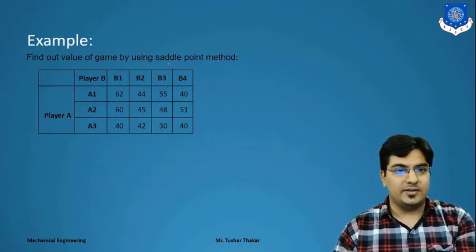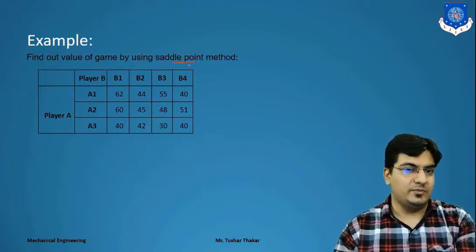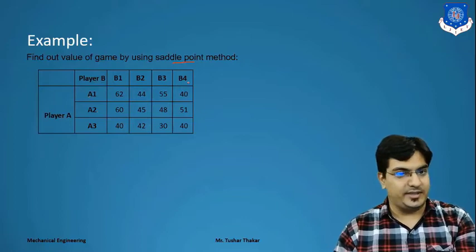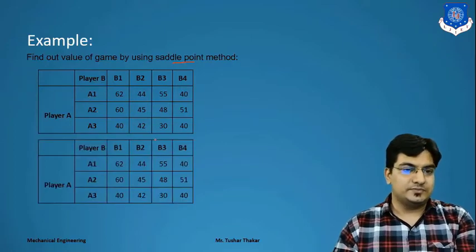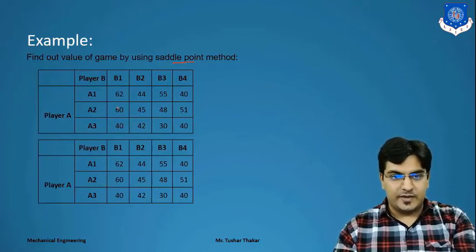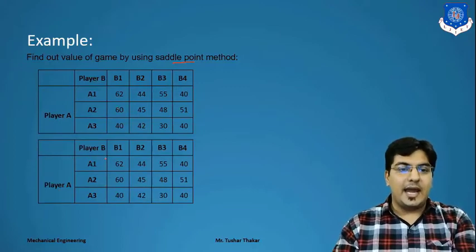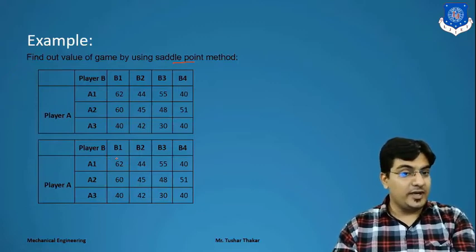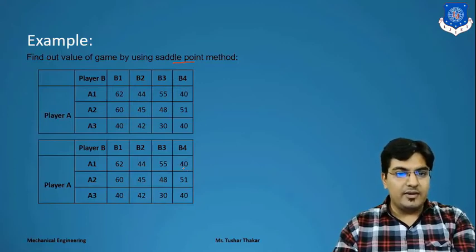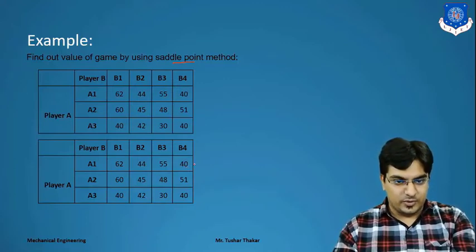In this example, find out the value of the game by using the saddle point method. So what we have to do in the saddle point: here player A strategies are given, player B strategies are given. We use the same table over here, and for finding the saddle point, first we have to find the minimum value from each row. Here the first row minimum value is 40, here the minimum value is 45, here the minimum value is 30.